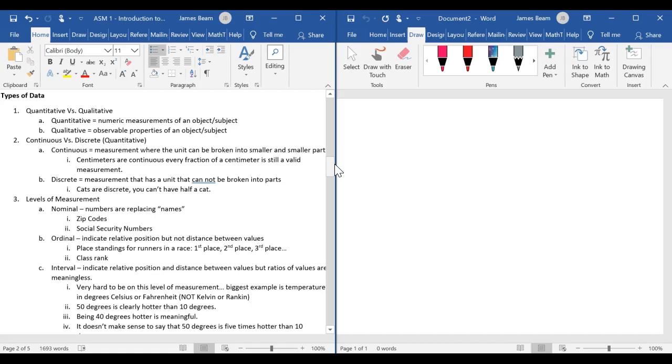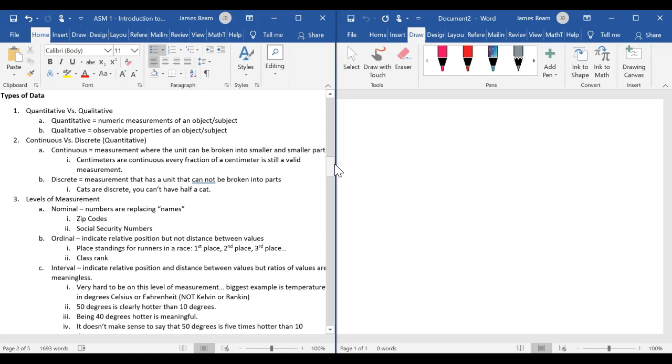So knowing whether your data is continuous or discrete is important. Continuous graphs are represented by curves. Discrete graphs are represented by points. So this is something to be aware of. We use different types of charts and graphs to represent continuous and discrete data. We'll get into some of that when we do visual representations.